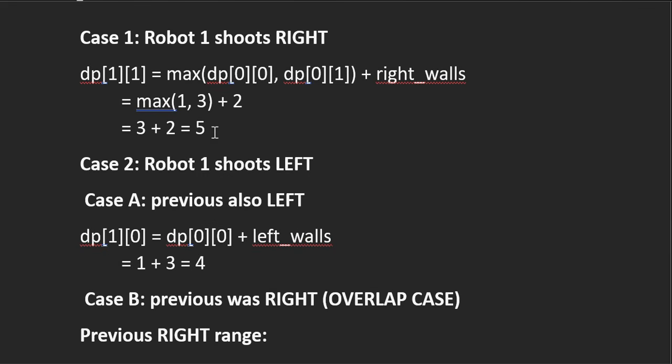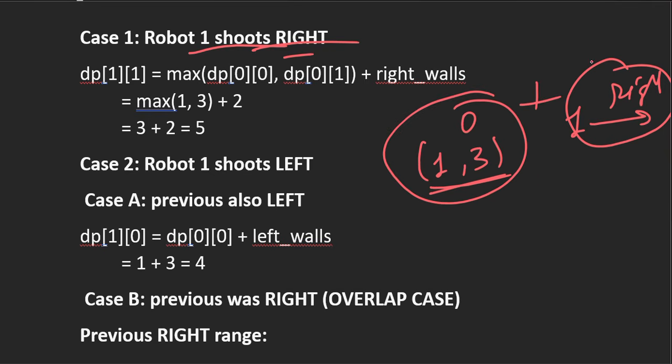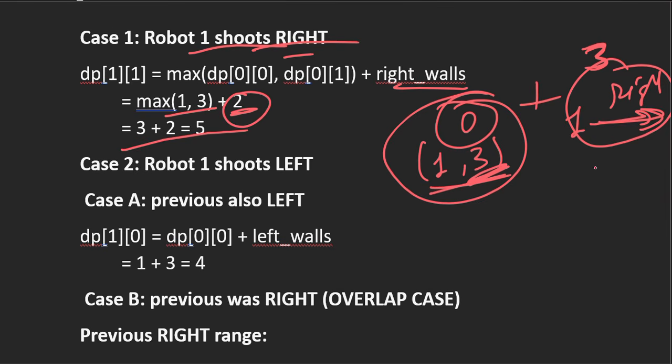So case 1 is this robot shoots in the right direction, right? As we know, the zeroth robot has 1 in the left direction and 3 in the right direction. And now this robot shoots in the right direction. So what can be the maximum answer for this? Maximum of the zeroth robot, that is 3, plus the number of volts in the right direction, that is 2, so 5. So if this robot shoots in the right direction, then the total number of volts that can be destroyed till now will be 5, right? This is our one answer.